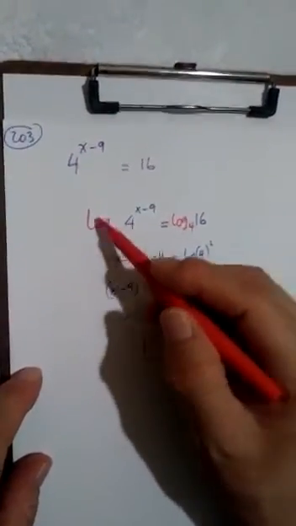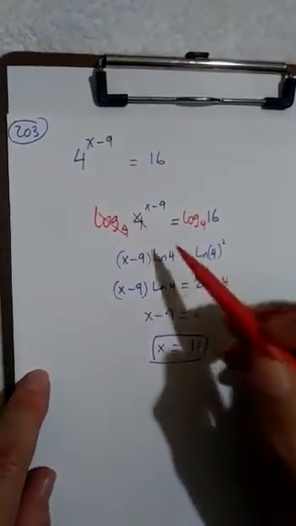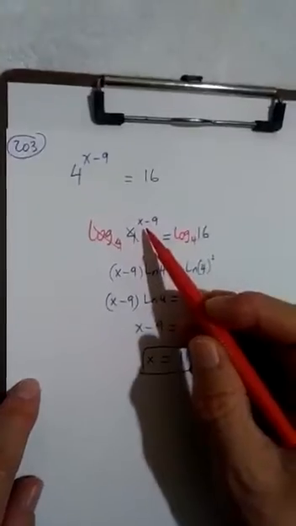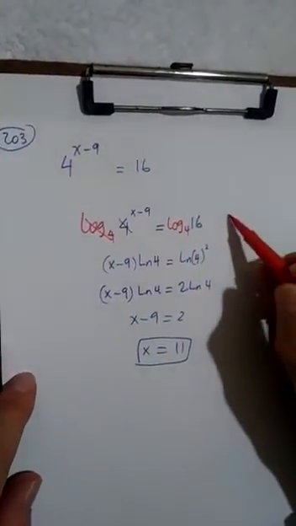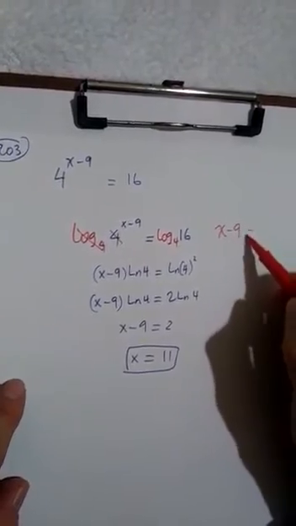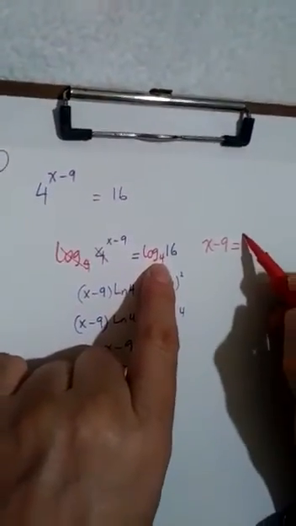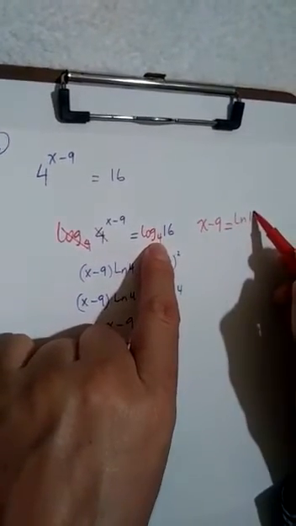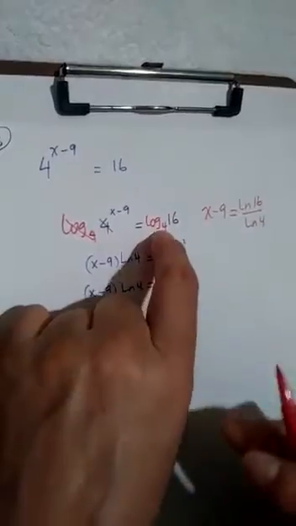Log base 4, 4 to the power will cancel. So that leaves you with only x minus 9 equals log in base 4 of 16. So x minus 9 equals log 16 in base 4, which is ln 16 over ln 4. That's one way to do it.